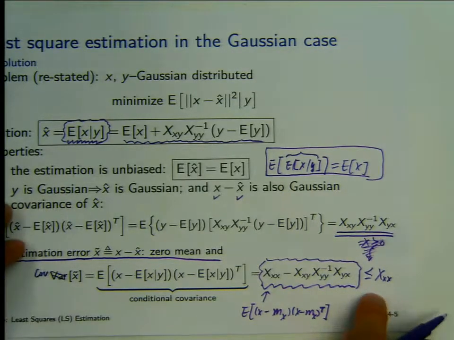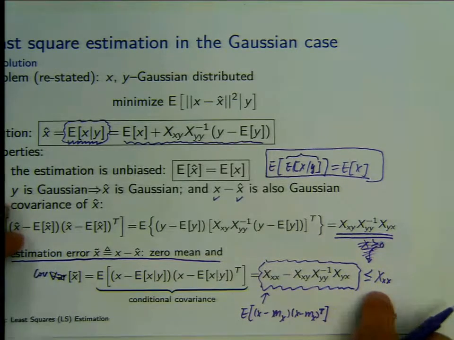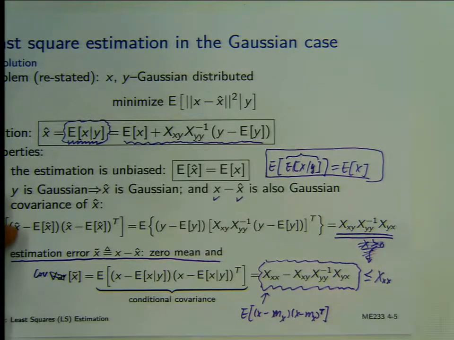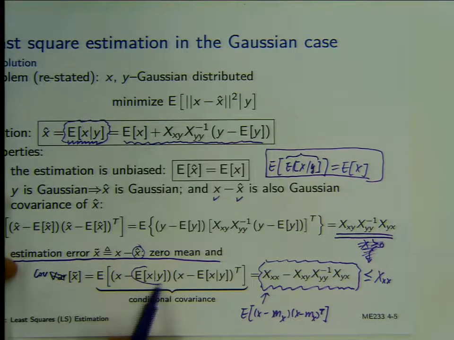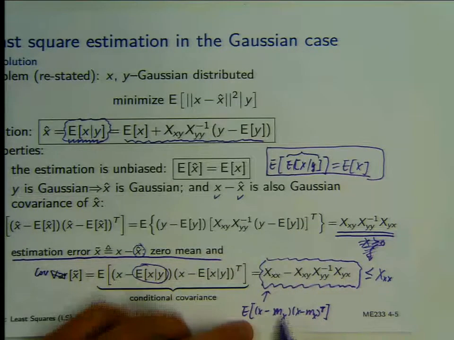This is always less than or equal to. I would say less than or equal to because it's more intuitive. Less than or equal to this guy. That means one very important message. The estimation error, if I use x hat as my estimate, is always smaller than the error if I use the mean itself.